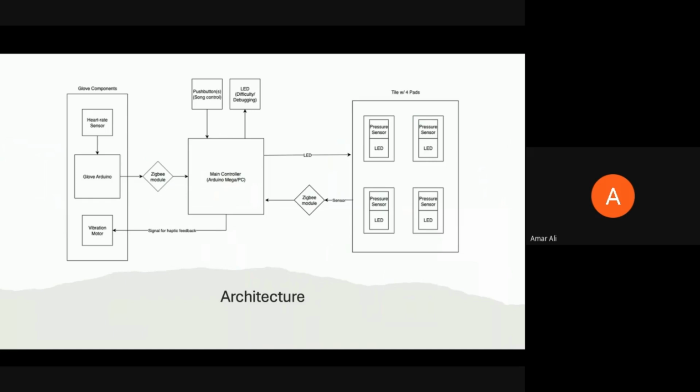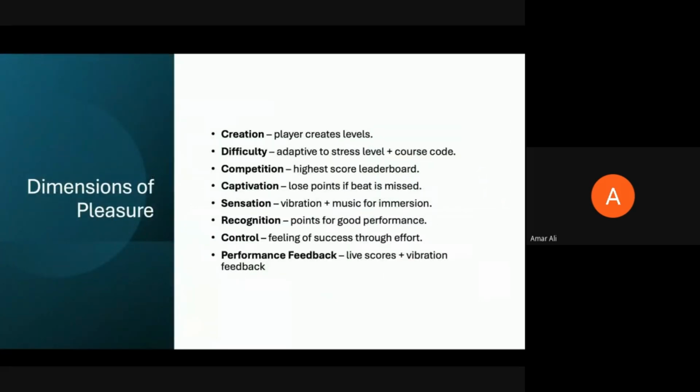The main controller Arduino itself will have a push button to manually control the song or the level. Say you want to skip this level, you are able to do this with the Arduino main controller. You're also able to view the status of your level and the difficulty, or debug, using LEDs. So you can see which level is currently active and what the current difficulty is, for debugging and ease of use. So that's it about the architecture. Moving on to Ahmad explaining the dimensions of pleasure.